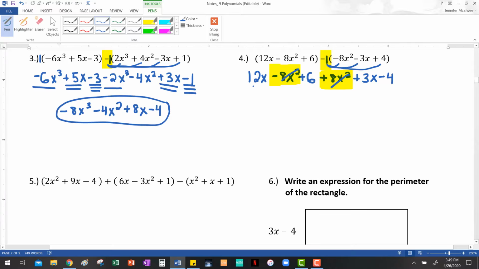Next, I see linear terms. There's a 12x and a 3x. That will be 15x. And my constants. Positive 6 and negative 4. When I combine those, I will get 2.